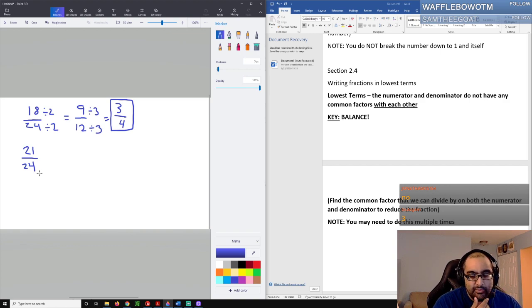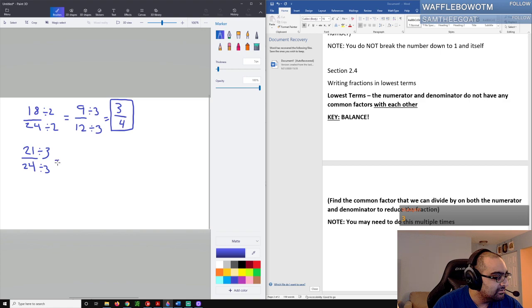Yeah, so you have to be careful here. You may have several factors, right? Again, if it helps, use the times tables to hopefully break it down into two numbers that you can see. So we're going to divide by 3 here. Okay, 21 divided by 3.